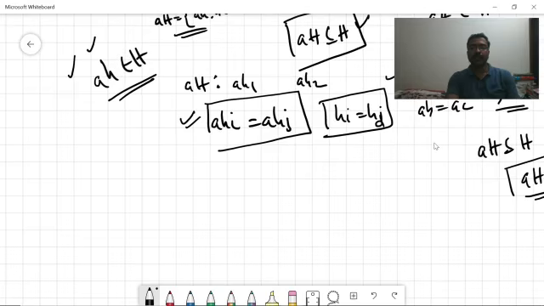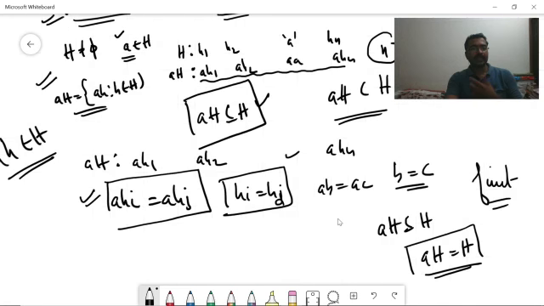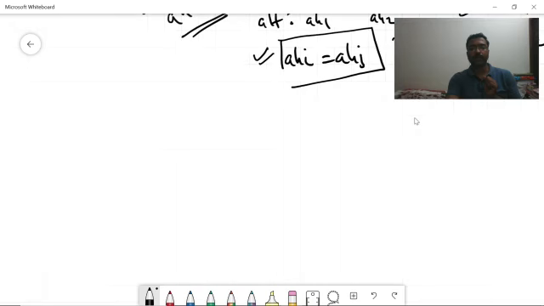It's very simple. Since H is non-empty, you can take an element A in H. You can multiply each and every element of H with this A. I am taking the set AH, and now you have demonstrated that AH is equal to H. So this much is there with us.